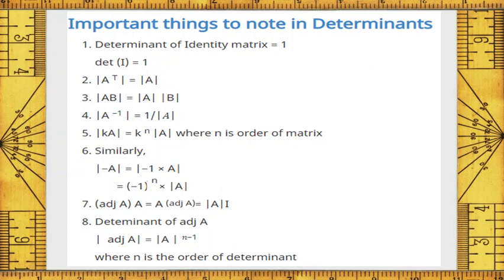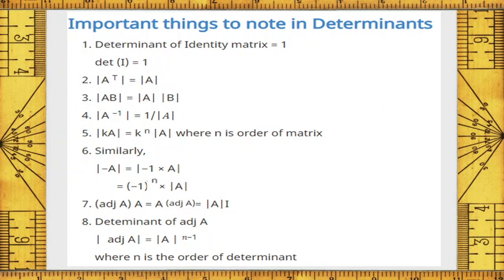Now a few more rules that we should keep in our mind. First is determinant of identity matrix is always equal to 1. Second, determinant of transpose of A is equal to determinant A. Third is determinant of product of two matrices A and B is equal to determinant A into determinant B. Fourth is determinant of inverse of any matrix A is equal to 1 upon determinant A. Fifth is determinant of kA, where k is some constant, is equal to k raised to the power n, n is the order of the matrix, into determinant A. This is a very important property.